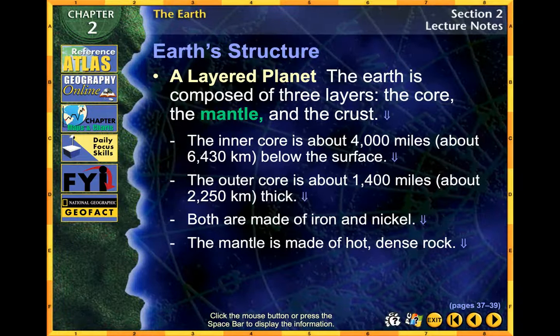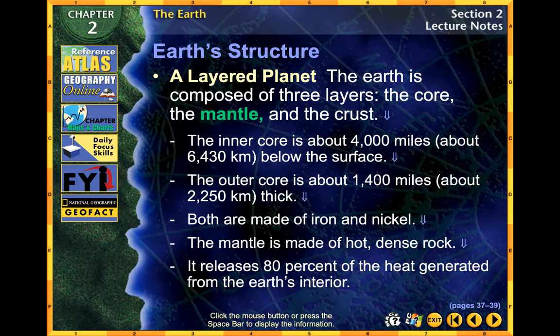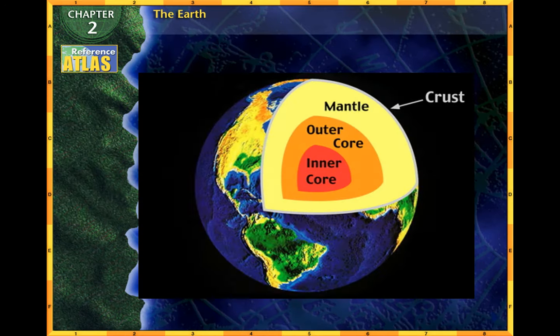Then you have the mantle, which is made of hot, dense rock. The core is actually cooler than the mantle, from what we know. Granted, nobody's ever been there, so there's no real way of knowing for sure. But the mantle is made of hot, dense rock, which occasionally will spill out onto the Earth's surface. We'll talk more about that in a second. But this mantle releases 80% of the heat generated from the Earth's interior. So a lot of the heat that warms the Earth is actually coming from our mantle, which is that second layer, which you can see here. You have the crust, the mantle, the outer core, and then the inner core. So just to give you an idea of how these work.